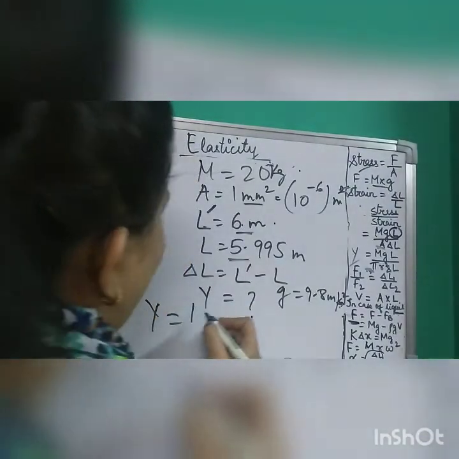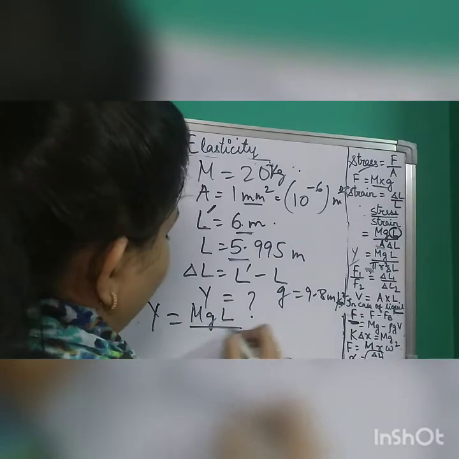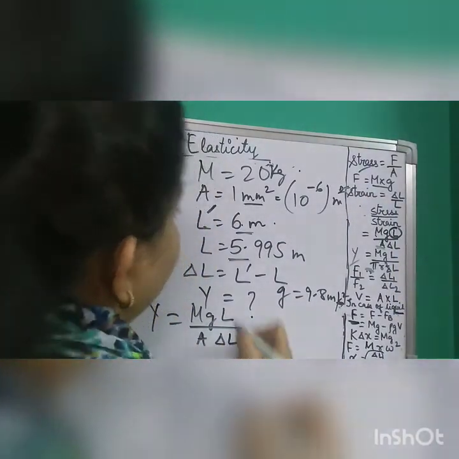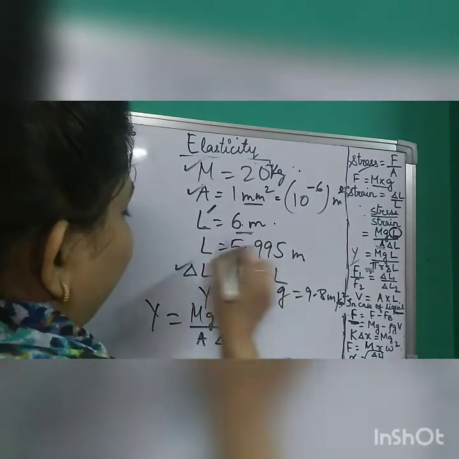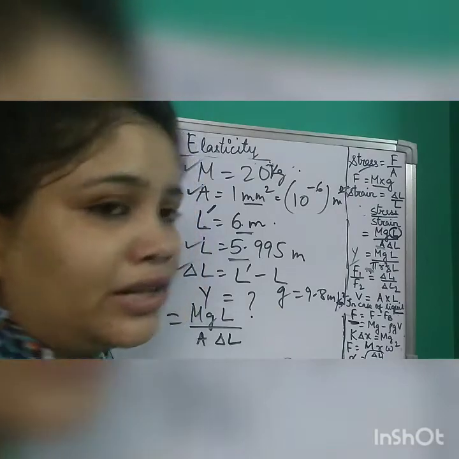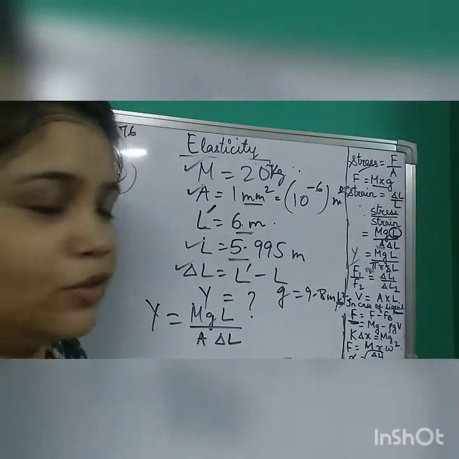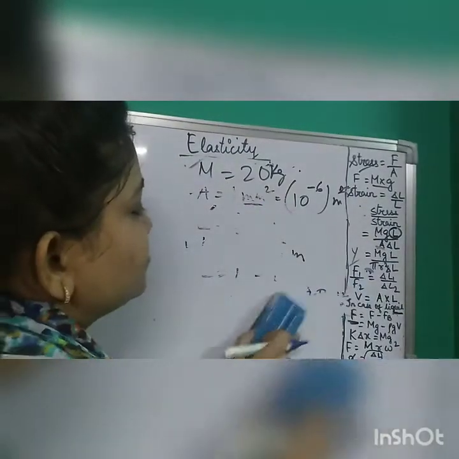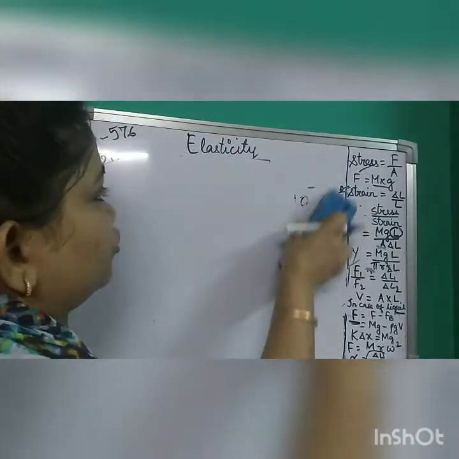So Y is equal to mgL by, what is the formula? A delta L. So see, m is given, L is given, delta L we have found out, and A is obviously given. Put the values, solve, and you get the Young's modulus. Very easy sum. Students, you just have to figure out the sums. If you can figure them out, the sums are really easy. You just have to apply your concept when you are doing these sums.